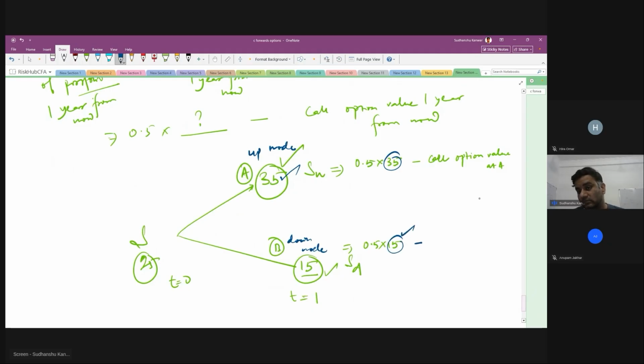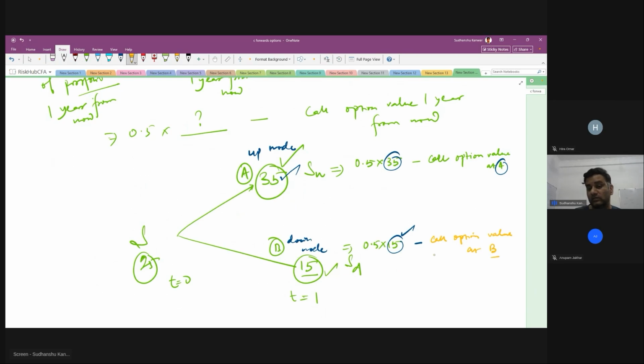But this is A, and I don't have the value. Similarly, here also I don't have the value. At your B, I don't have the value.